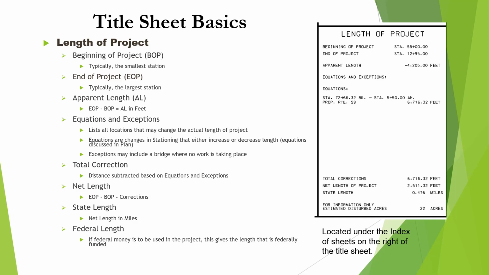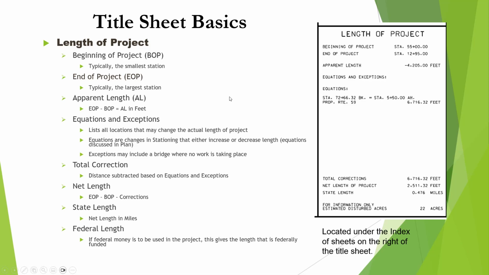Length of project. We have the beginning of project, which is BOP, typically the smallest station. And again, we haven't talked about stationing, but we're going to get there. Then you have end of project, which is typically the largest station. Then you have apparent length. You take the end of project minus the beginning of the project, and you get the apparent length in feet.